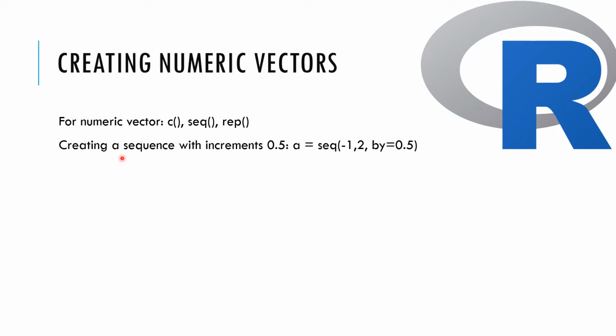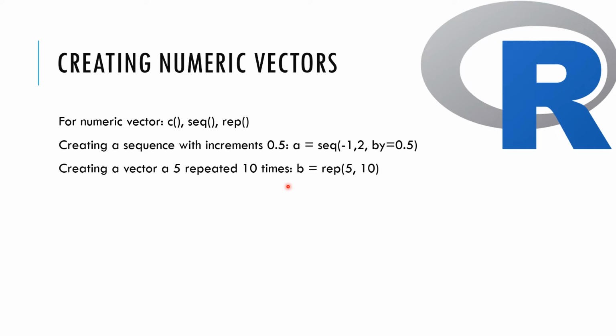So if you see creating a sequence with increments, suppose you want to create a vector from a starting value to the end value, incrementing each value by a number. In the example here, I have defined a variable a, using the function seq, which is sequence. We want to create a vector which goes from -1 to 2 and increments each value by 0.5. So this is the way you create one numeric vector using the sequence function.